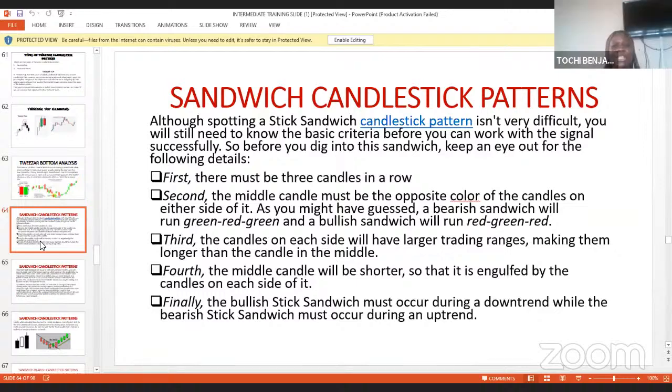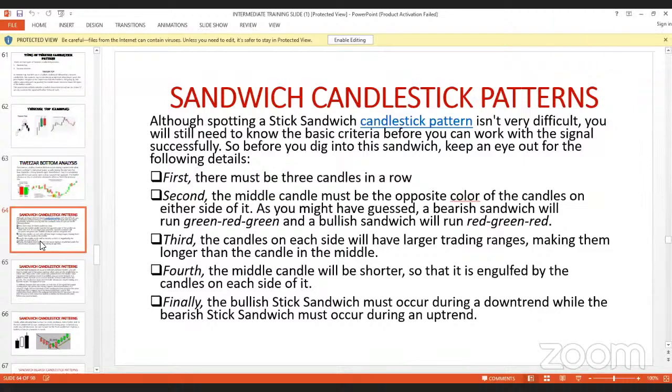The same thing in the sandwich candlestick. You have 3 candlesticks, okay? If it's a bullish trend, that means it's an uptrended market. That means you have a bullish candle first. The first one will be green, right? Now the middle candle is the red one, which is the bearish candle.